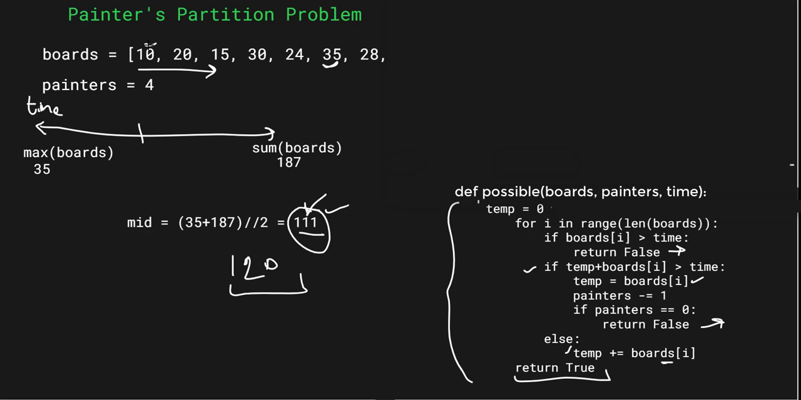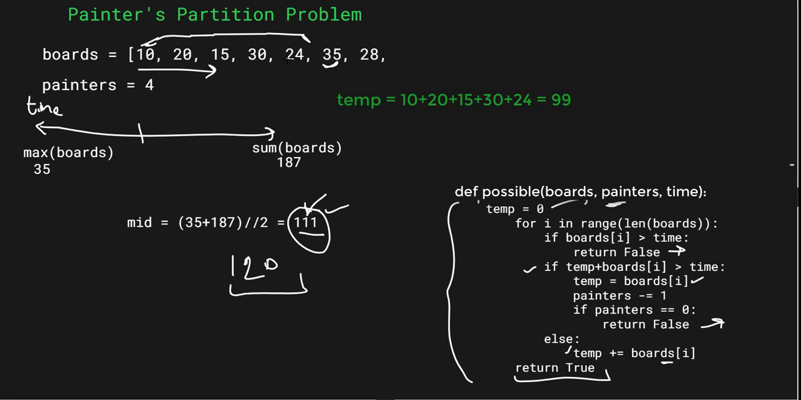That means we are assigning this to the first painter. So for the first painter, temp is till now equal to 10. Then i will become 1, and again this is less than the time, so this condition is false. Moving on to this condition, this again is false. That means we need to assign this board as well to the current painter. Next, this procedure will repeat accordingly.